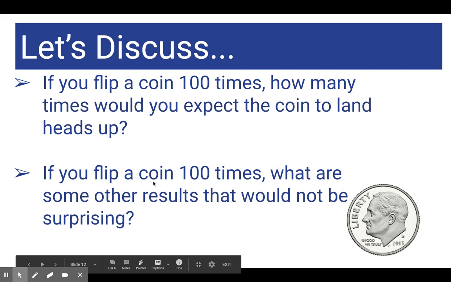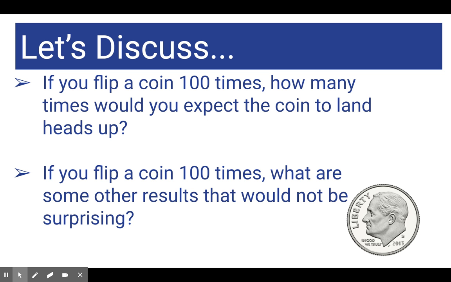So let's discuss some things. If you flip a coin 100 times, how many times could you expect the coin to land heads up? Well, it should be heads up about 50 times out of 100, right? Because the probability is one half. So there should be the same number of heads and tails.